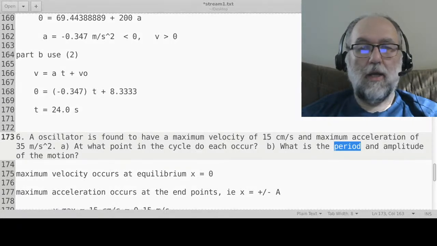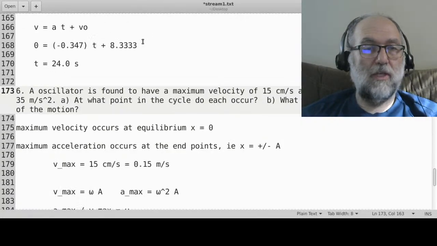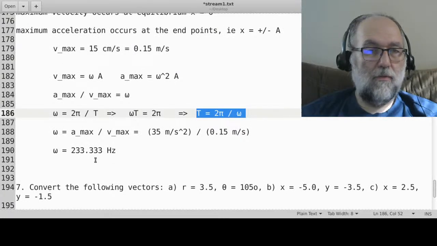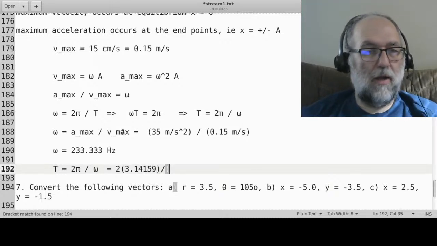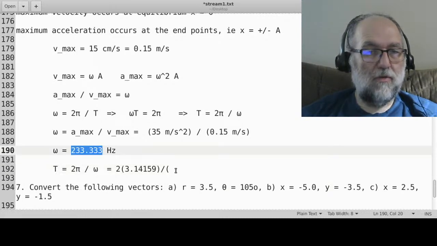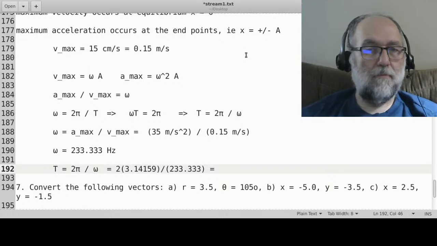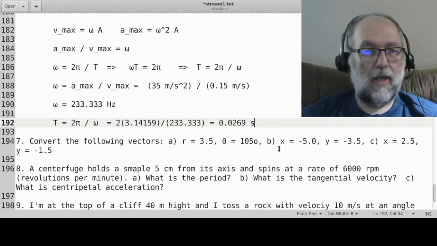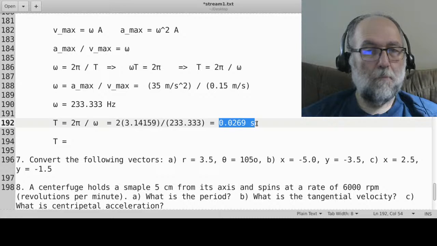Okay, right there. And I know I asked for the period, but the period is related to the angular frequency by this formula right here. And so we say, okay, 2π, and π is just 3.14159 and some extra digits. We don't need them all. Divided by 2.333333333 like that. And that's going to equal this number right here. Okay? So that's your period right there.